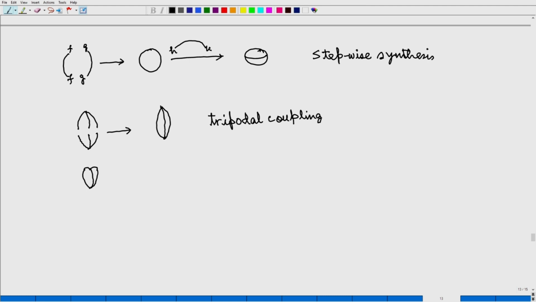Another important one is if you want to make a very big one. So, this is tripodal capping, let me write. Tripodal monocapping. This is a tripodal monocapping strategy. Now, I will talk about tripodal bis capping.